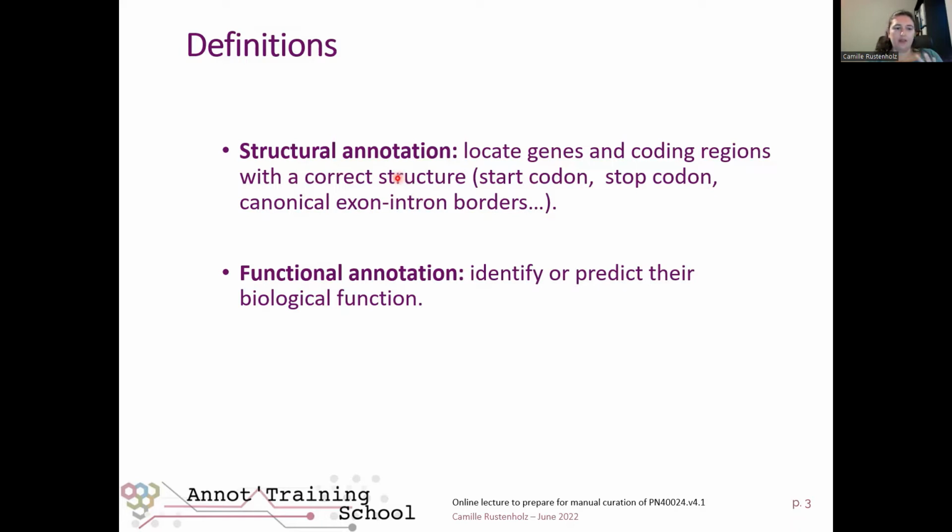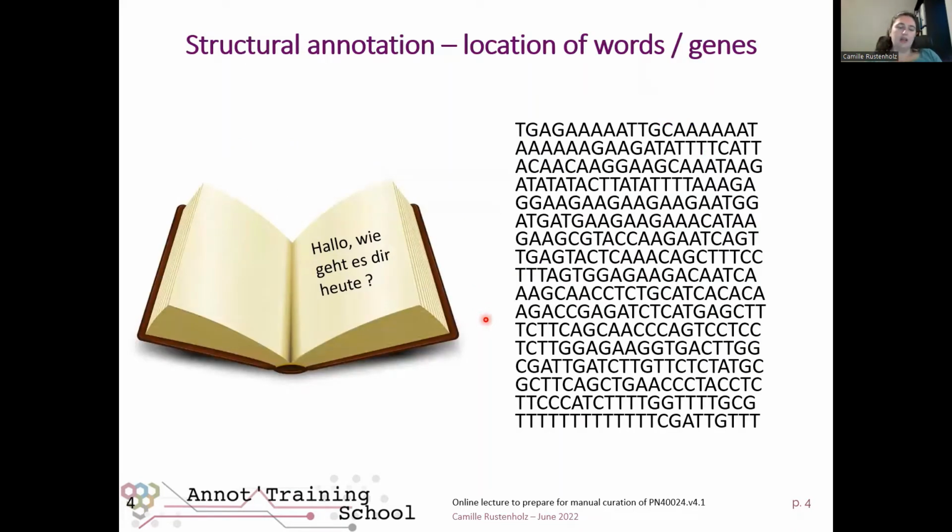And we'd like to differentiate that from functional annotation, which is to identify or predict the biological function of the genes. Let me make an analogy between structural annotation of a genome and locating the words in a book. Here you have a book where you can find some words, for example, "hallo, wie geht es dir heute?" And on the right, you have a DNA sequence, and the challenge with structural annotation is to locate the words, locate the genes that are encoded in this DNA sequence.